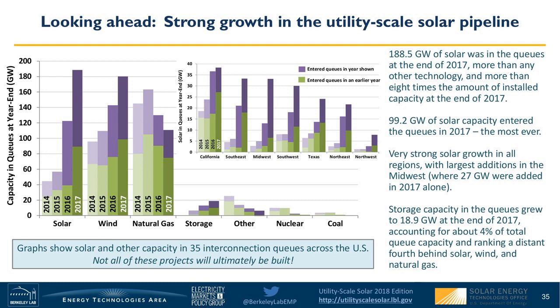And this graph, I think, clearly demonstrates that we are moving towards a solar, wind, and gas world with a growing amount of storage sprinkled in as well. And this is obviously a very different picture than what we saw just a few years ago. Meanwhile, the inset graph shows that the 188 gigawatts of solar in these queues is broadly distributed throughout the country, with strong growth exhibited in just about every region. In particular, the Midwest region jumped from 6th place at the end of 2016 to essentially a tie for second place at the end of 2017.